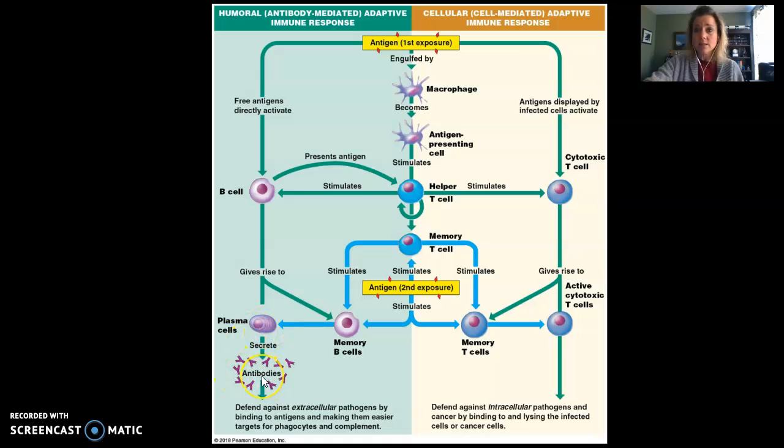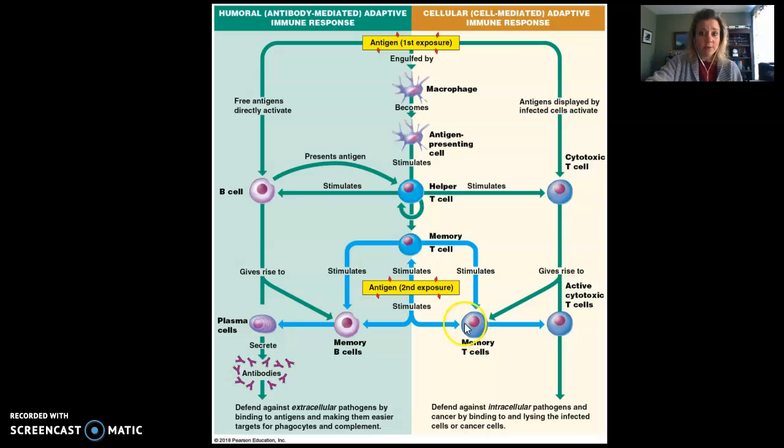The antibodies are going to work to neutralize antigens that are free floating in the blood and in the lymph, whereas the cytotoxic T cells that are produced are going to kill self cells that have been infected by the antigens. Notice that where these blue arrows are, we have no antigen presentation occurring because we don't need it. We already have our foundation. We already have our memory.